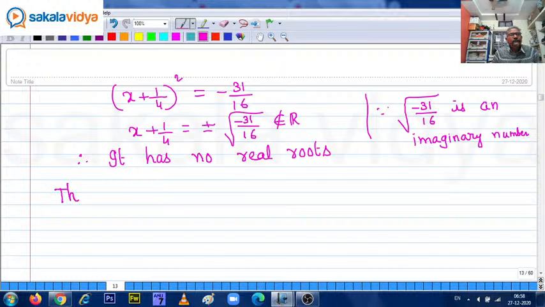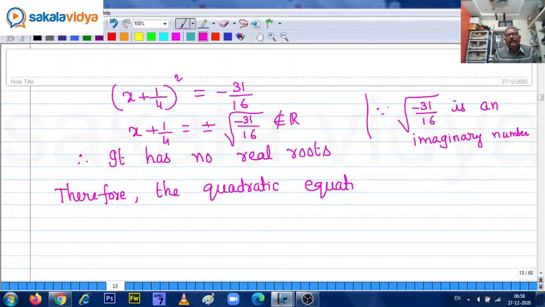Therefore, the quadratic equation possesses or has no real roots. Whenever you come across this kind of situation, you write the answer like this and leave it, no problem. You will get 4 marks, full marks will be awarded to you.